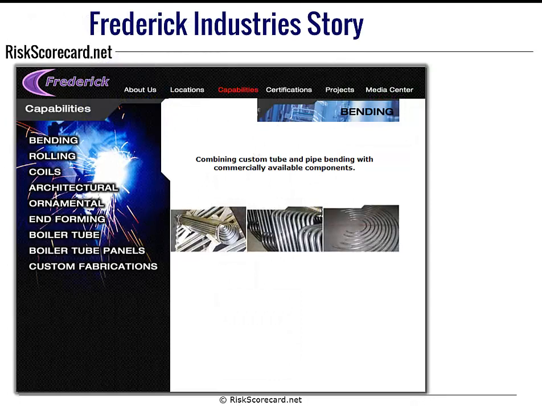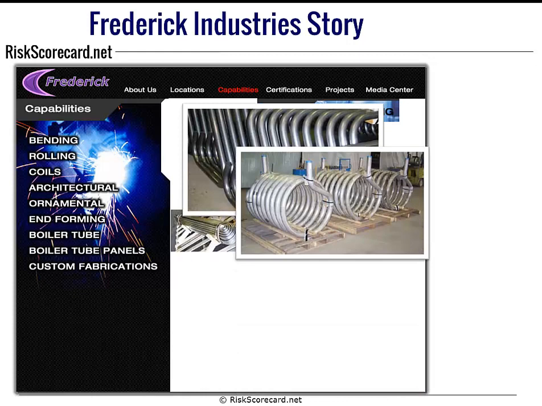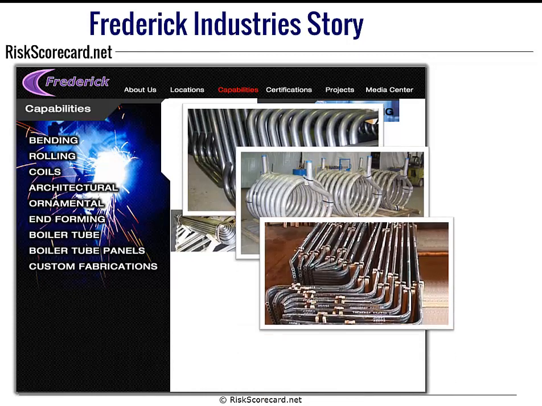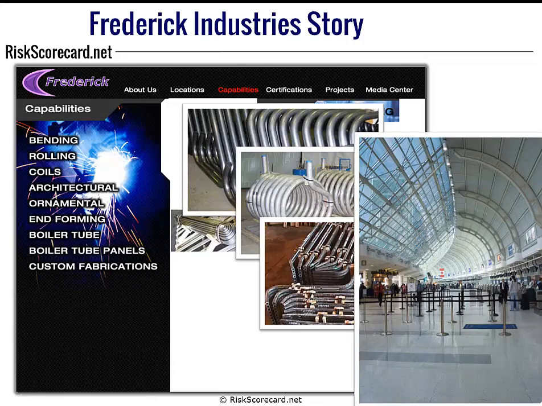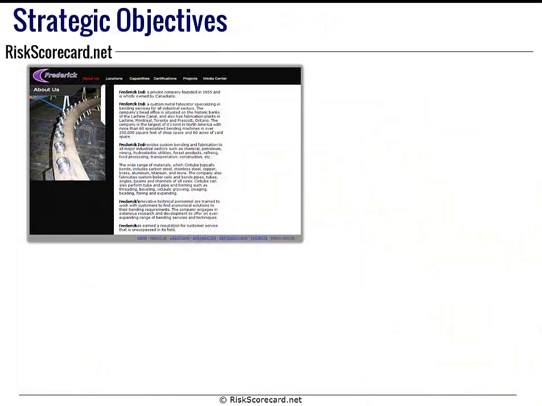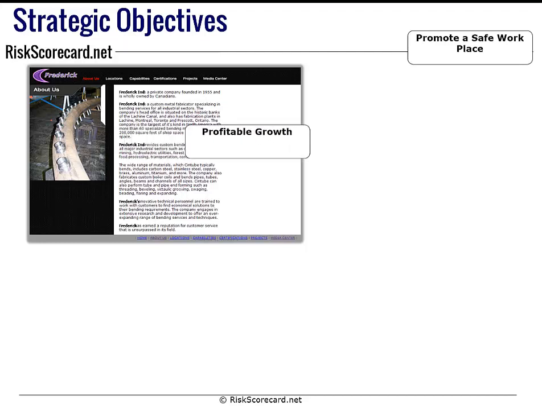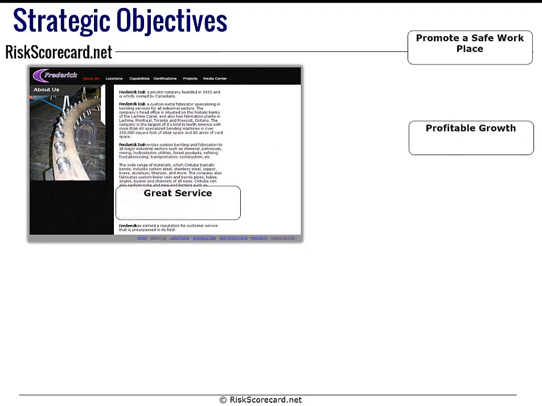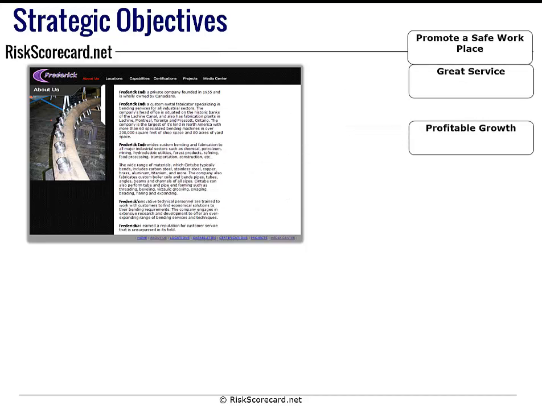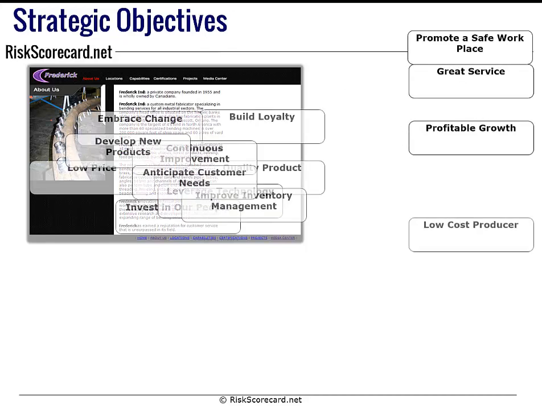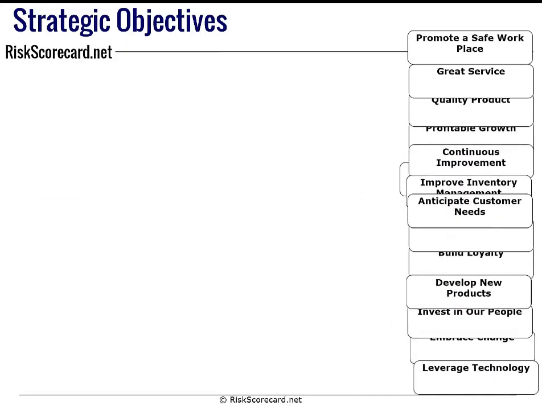In this example for Frederick Industries, it's a small company that manufactures different types of tubes, tubing that's used in heat exchangers, moving fire water around industrial sites, conduit for moving cables, and even structural elements. Now, if we go to their website, even there they identify some of the key strategic objectives that leadership would like the organization to pursue. Things like promote a safe workplace, profitable growth, deliver great service, be the low-cost producer in their sector, and a whole bunch of other strategic objectives.